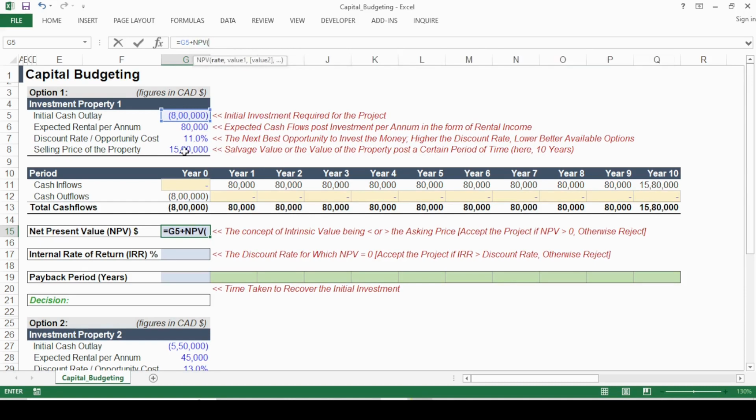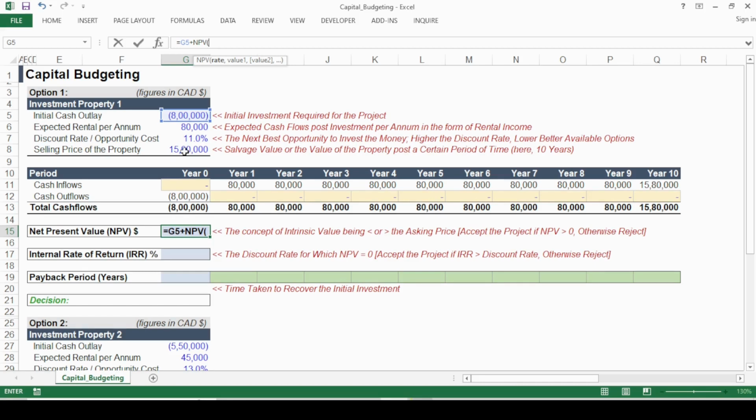Just a word of caution here, the NPV function in Excel calculates the present value and not the net present value. It's denoted as NPV, but it calculates the present value. So please be aware of that, because the net present value will be calculated once we add the initial cash outlay along with the present value.